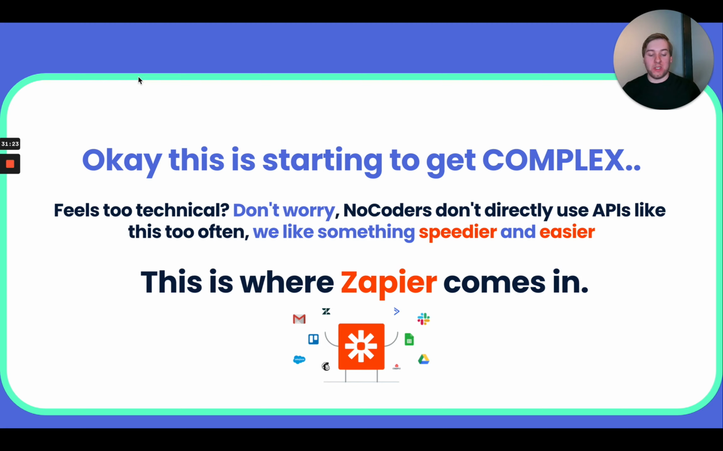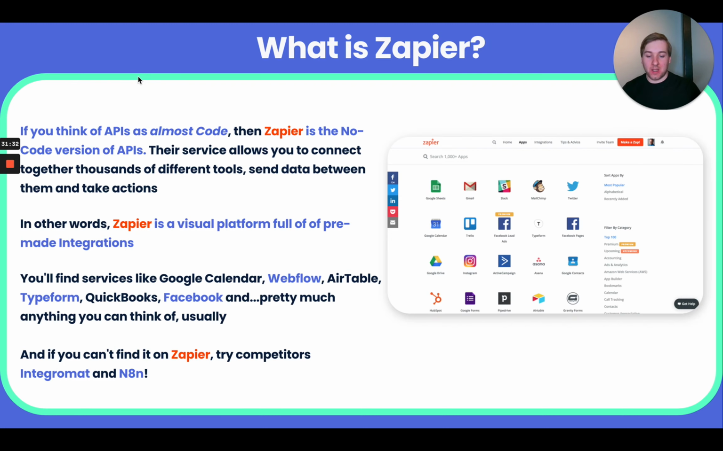Now we're going to talk about Zapier. There's some alternatives, but let's dive in and find out how you use APIs without actually using APIs directly. We have this tool called Zapier, and if you think of APIs as almost code, then Zapier is really just a no-code version of APIs.